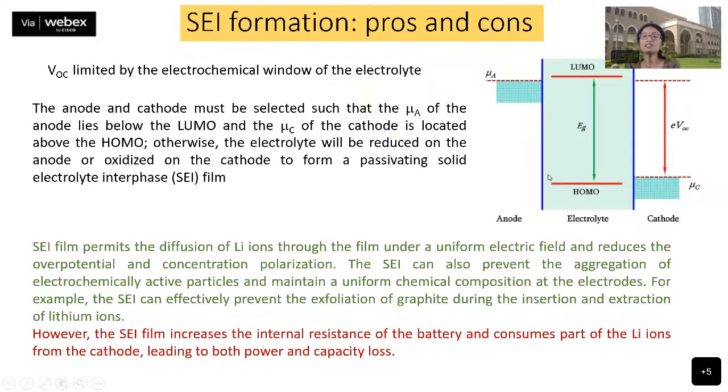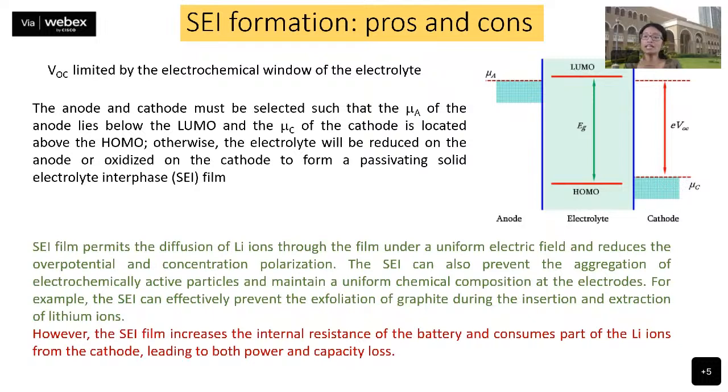So the SEI film permits the diffusion of the lithium ions through the film under a uniform electric field, and it reduces the overpotential and the concentration polarization, which we had discussed earlier. So the SEI can prevent the aggregation of the electrochemically active particles, and it maintains a uniform chemical composition at the electrode. So this is a very plus point. It prevents the aggregation of your electrochemically active particles.